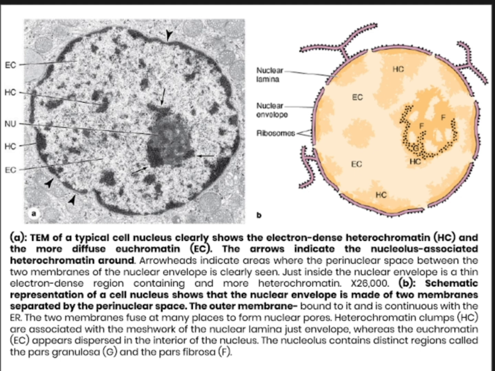Then we also have the nucleolus. The nucleolus is the dense area inside the nucleus, which is responsible for making the ribosomes. It contains regions like the G and F here. G stands for pars granulosa and F stands for pars fibrosa, and these are involved in the different stages of ribosome production.